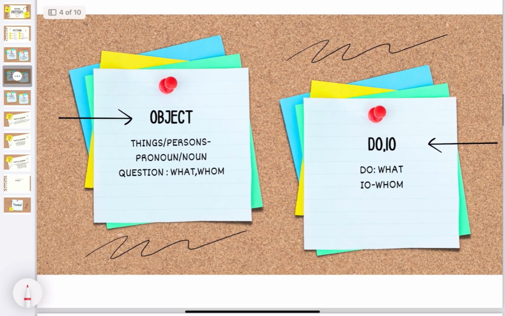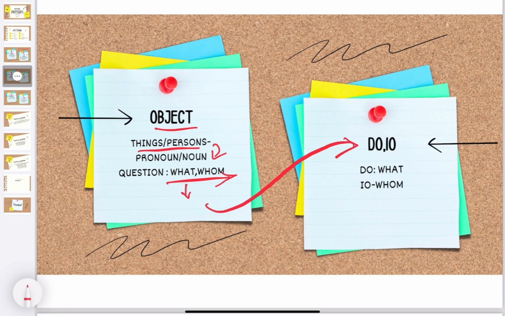Let's move on to the next: object, direct object and indirect object. Okay. So what is an object? An object can be things or a person. It may be a pronoun or a noun. It will definitely answer these two questions, what and whom. In case it answers what, it is a direct object. In case it answers whom, it is an indirect object.